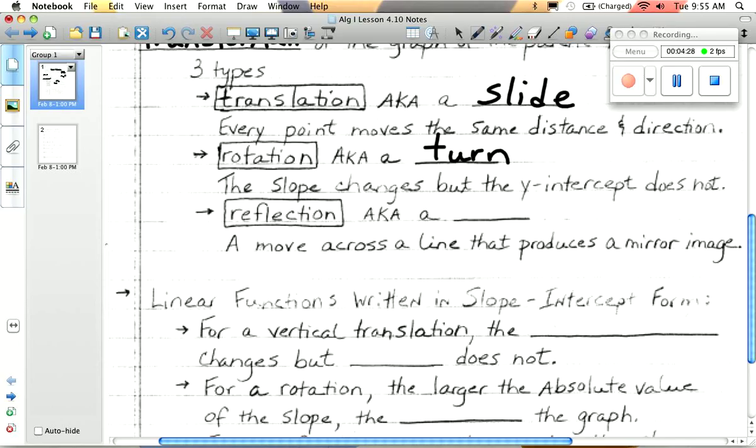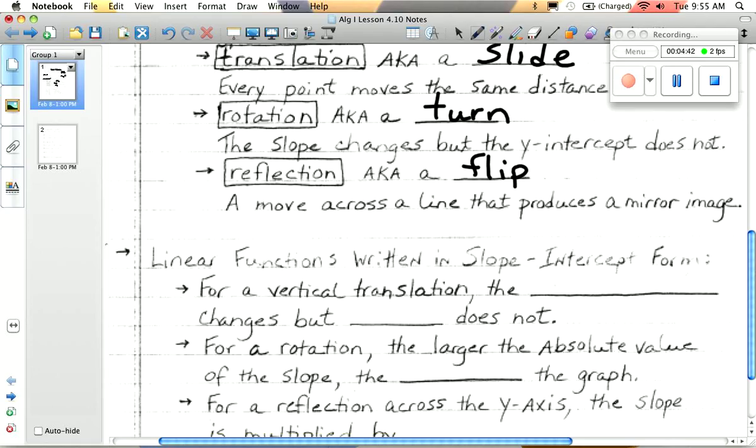And then the reflection, what can we say that's also known as? Can you think of a reflection? A flip, yeah. It's flipping over something. A move across a line that produces a mirror image. So oftentimes we talk about a reflection being either over the y-axis, so it reflects over the y-axis, or it reflects over the x-axis. It can reflect otherwise also, but I think we only have to deal with it over an axis.